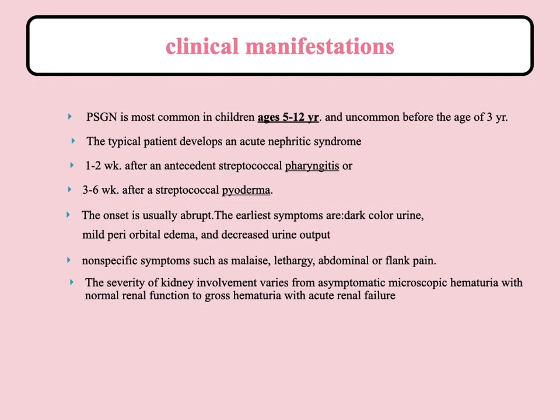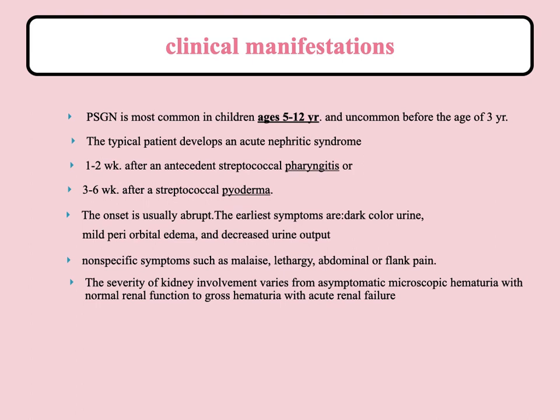Post-streptococcal glomerulonephritis is most commonly seen at the age of 5 to 12 years, and it is uncommonly seen before the age of 3. A typical patient will present as acute nephritic syndrome, either 1 to 2 weeks following streptococcal pharyngitis or 3 to 6 weeks after pyoderma. The history of nonspecific infection may be absent because symptoms may be mild or have resolved without the patient receiving specific treatment or seeking medical care.